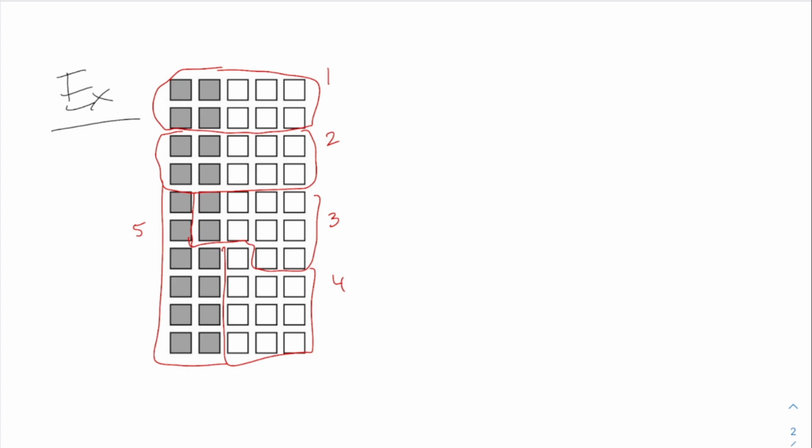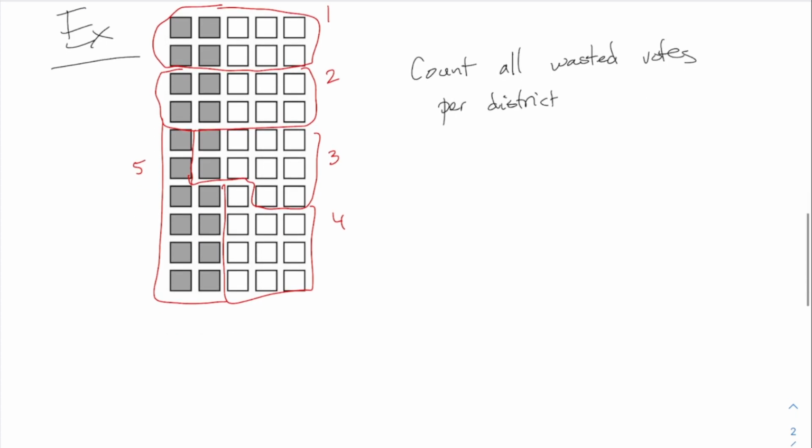What we have to do is count up in each district who won, who lost, and then how many votes were wasted by each side. So we're going to count all wasted votes per district. And this involves making sort of a big yet simple chart.